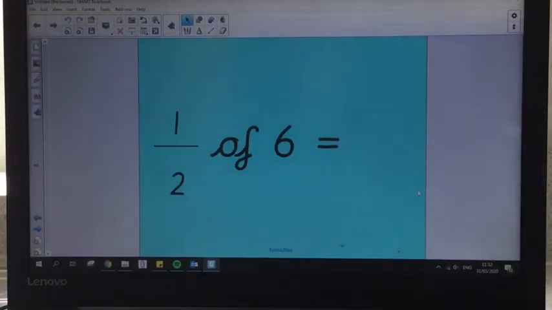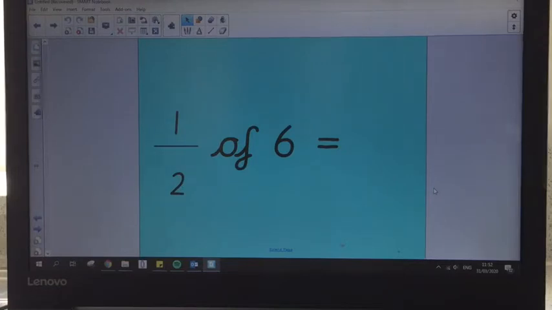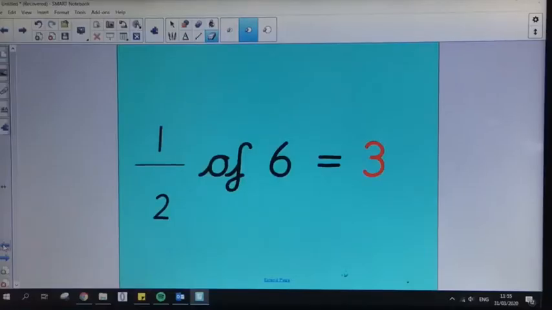Okay, the last question is half of 6. What is half of 6? This might be a little bit of a challenge for some of you year 1s, but year 2s, we're familiar with this now. Okay, so the answer to that one is 3. Half of 6 equals 3.